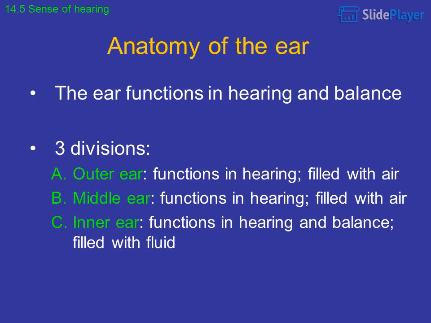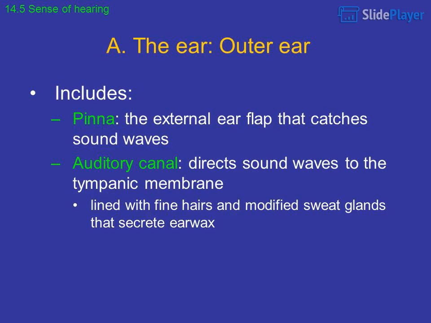14.5 Sense of hearing. Anatomy of the ear. The ear functions in hearing and balance. 3 divisions. Outer ear, functions in hearing, filled with air. Middle ear, functions in hearing, filled with air. Inner ear, functions in hearing and balance, filled with fluid.